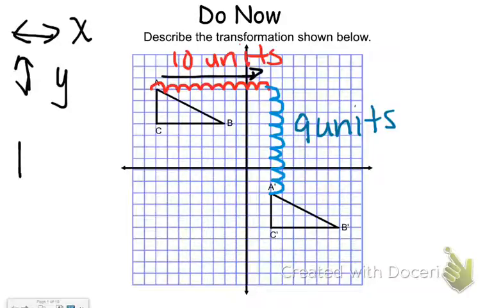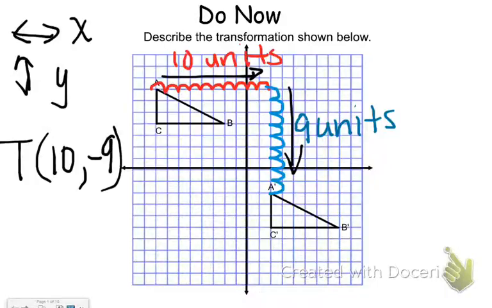So in using our proper notation, we have a capital T to represent a translation, and we are going positive 10 units to the right. If we had been going to the left, this would be a negative 10. Since we are traveling 9 units down, we would use a negative 9, negative integer, to show that we must travel down.